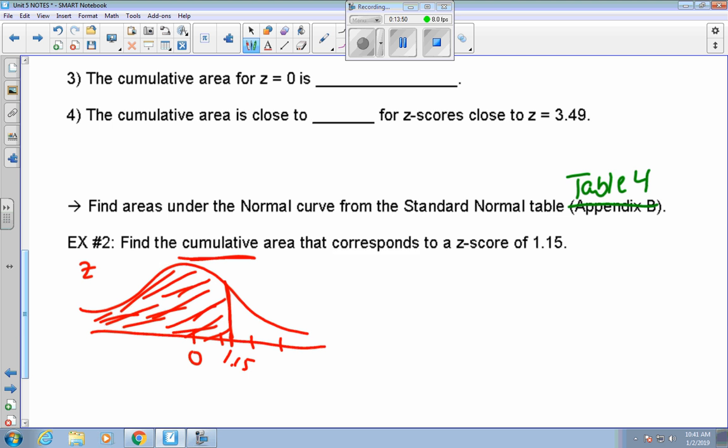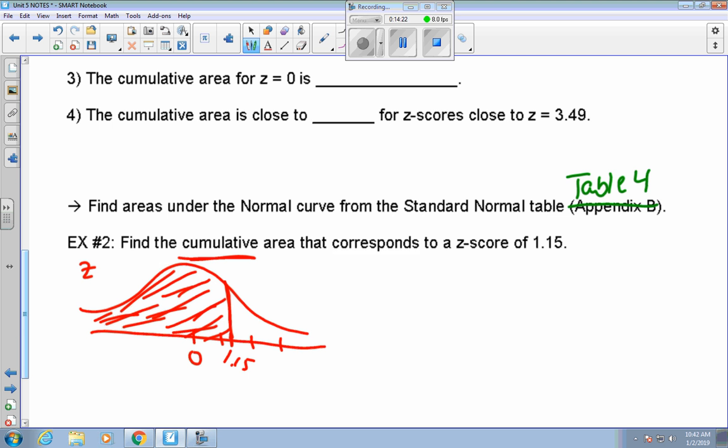And then you follow across the top. You see across the top where it's 0.00, 0.01, 0.02, 0.03. So that means I need a 0.05. So I go over to 0.05, come down with the 0.05, come over with the 1.1. And this is why I said 0.5000 was the cumulative area at 0, because they give you 4 decimal places.